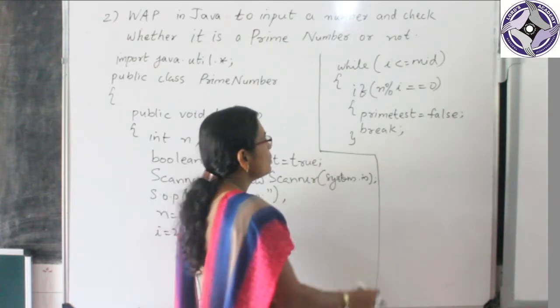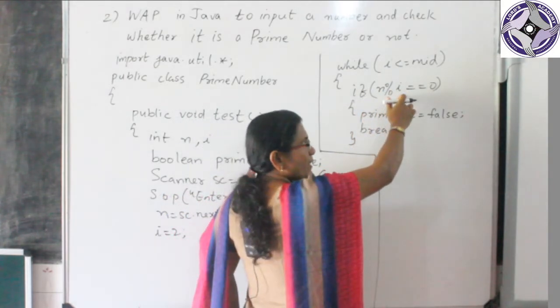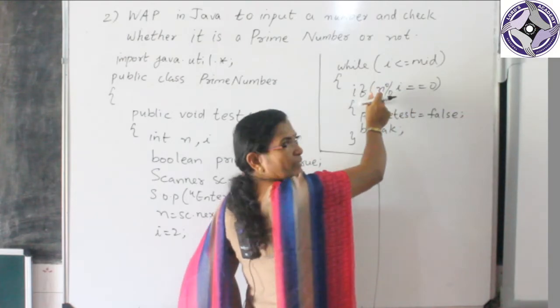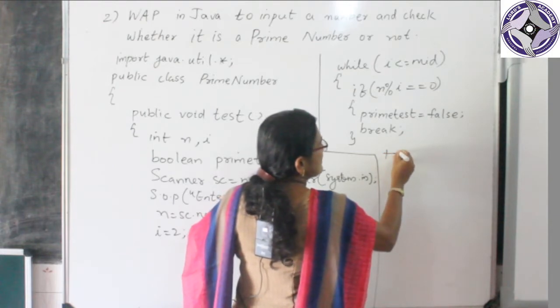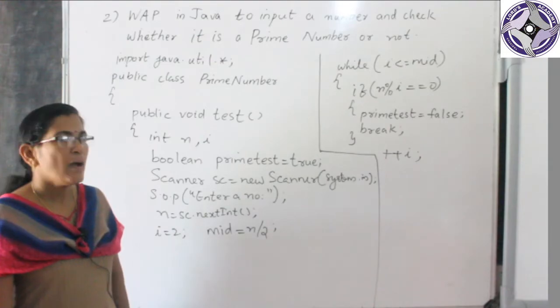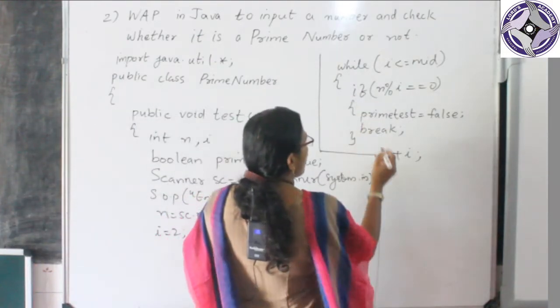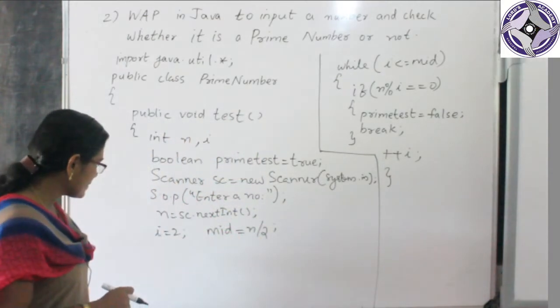Okay. So if n is not divisible by i, that means i is not a factor of n. We have to update i. The index variable is incremented, i plus plus. And the body of the while loop is closed.